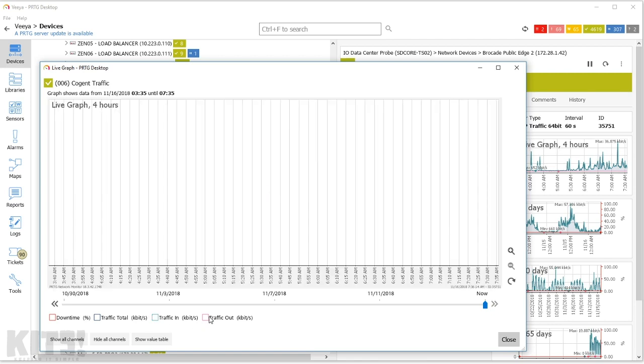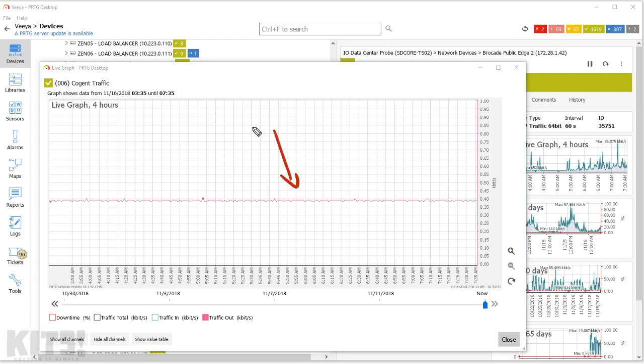But let's look at the traffic out. That, my friends, is nothing. You're like, well, wait, there's a line. Yep, 0.4 kilobits per second is actually going out. So maybe that's a little BGP keepalive every now and then. A little hello going on, something like that.